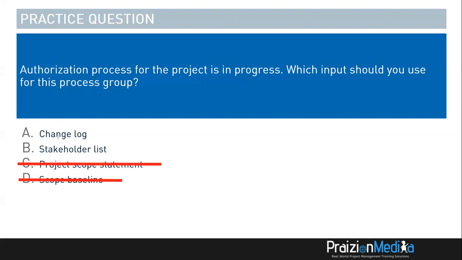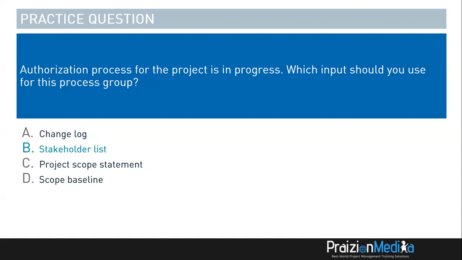These come in planning. You would also not use the changelog, but you would use the stakeholder list as an input to the identify stakeholders process. But you do know that the stakeholder list is really in your project charter. So the best answer to this is stakeholder list, because this is a subset of your project charter. So whenever you get questions like this, try and eliminate what is not associated with that process group.